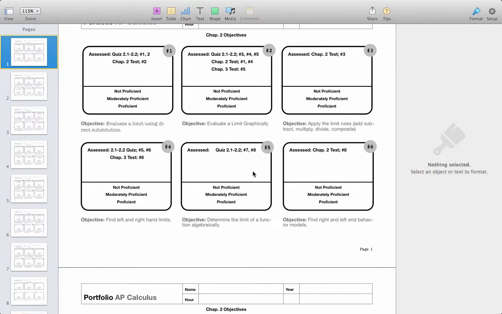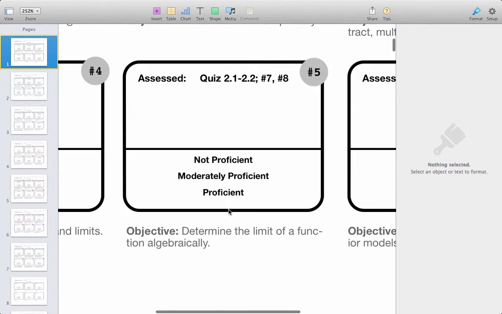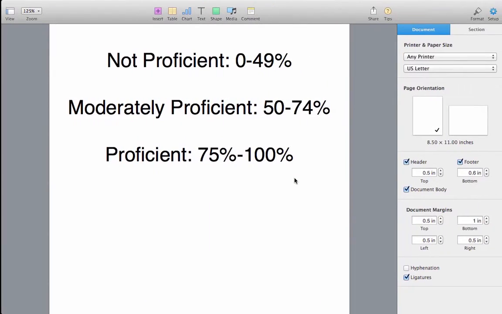Suppose I want to know if I can determine the limit of a function algebraically. So this is objective number 5 here, and we'll kind of zoom in on this. I'm going to look at my quiz 2.1 to 2.2 because that's the only time this is assessed. I'm going to look at that quiz, numbers 7 and 8. And let me show you how you determine if you're proficient, moderately proficient, or not proficient.